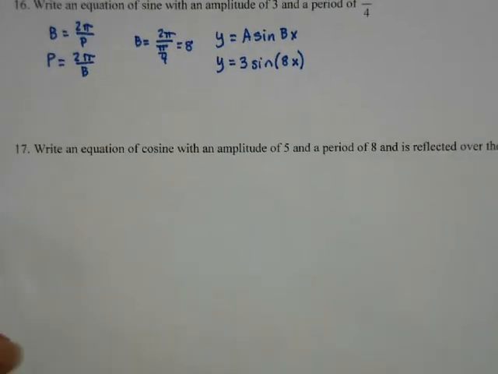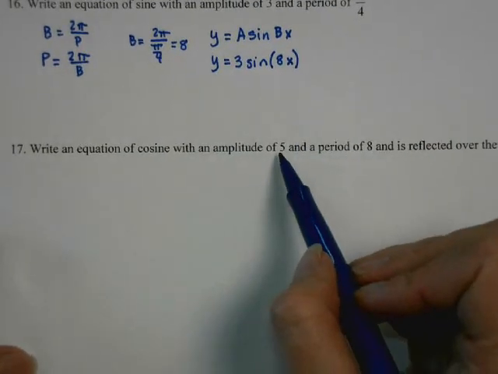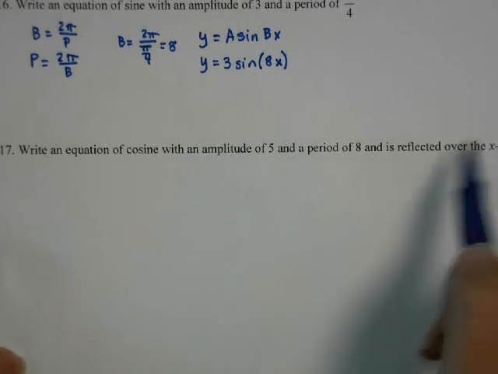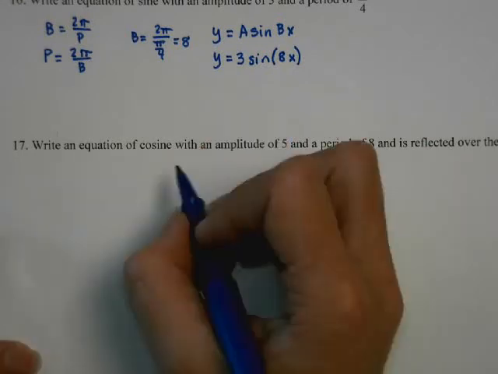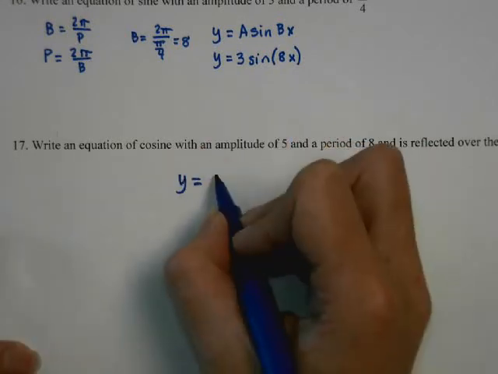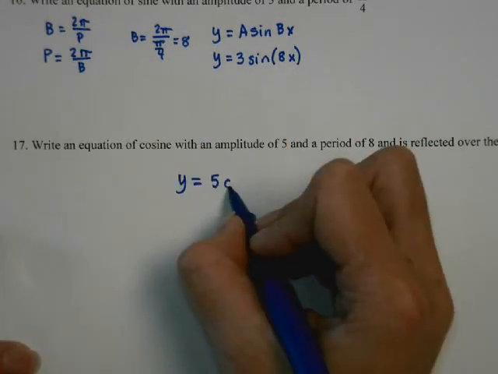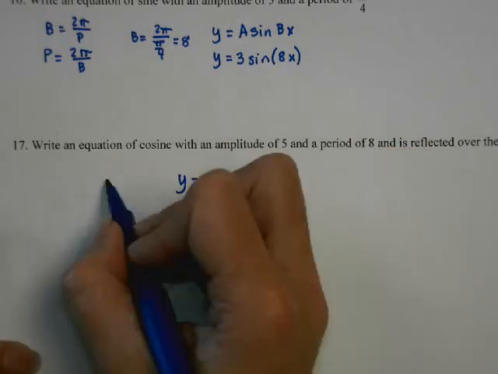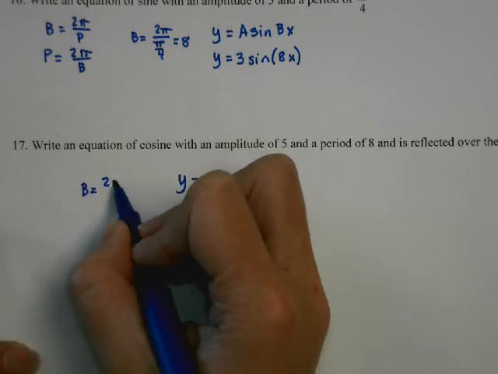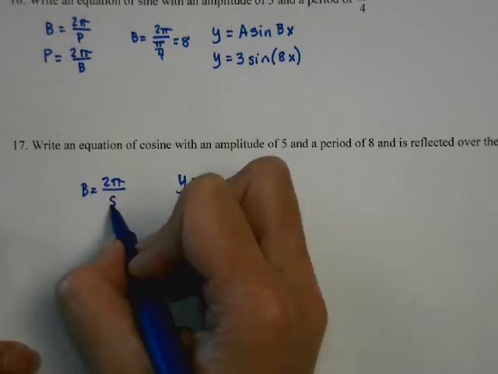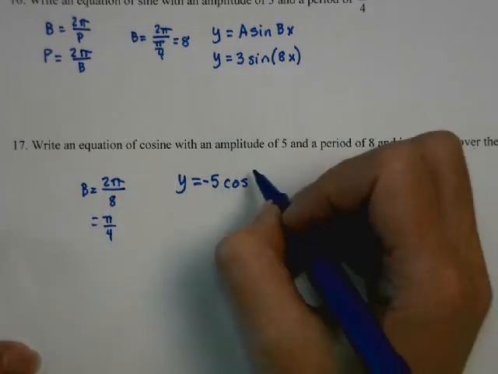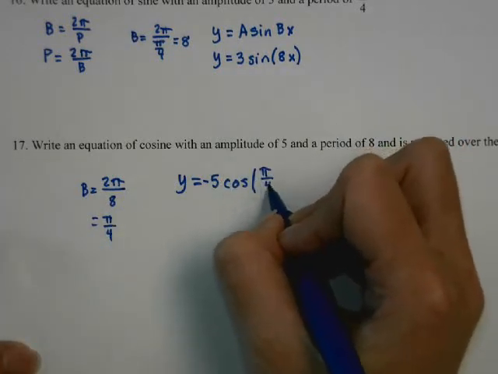An amplitude of 5, a period of 8, and is reflected over the x-axis, which just means there's going to be a negative. So this is going to be negative 5 cosine, 2 pi over 8, which will be pi over 4. So this will be pi over 4 times x.